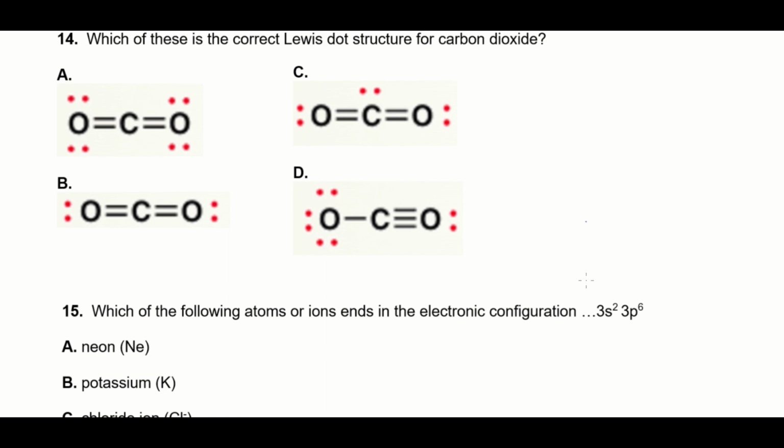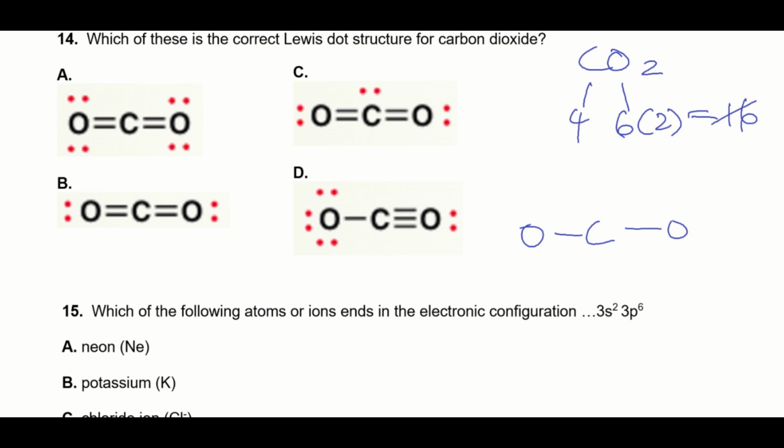Correct Lewis structure for carbon dioxide. All right, carbon dioxide is CO2. Carbon contributes 4 valence electrons. Oxygen contributes 6. There's 2 of them. That's 16. Let's put carbon in the center. It's less electronegative, surrounded with the 2 oxygens. Give them a bonding pair. That's going to use up 4 of our electrons. We're down to 12.